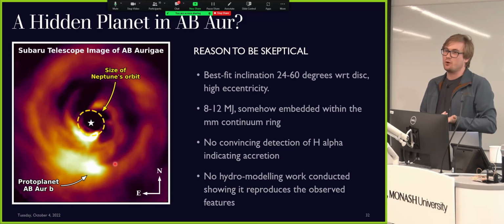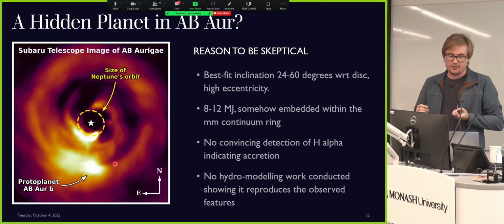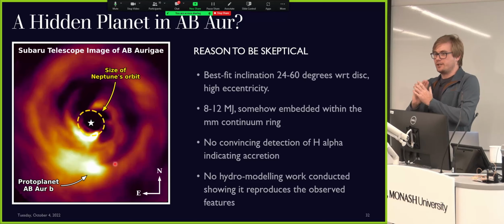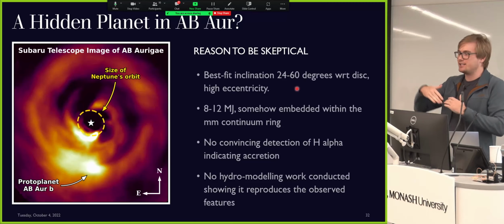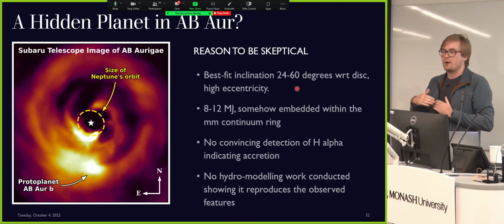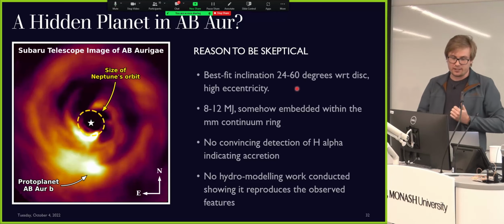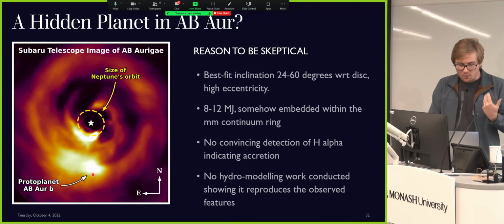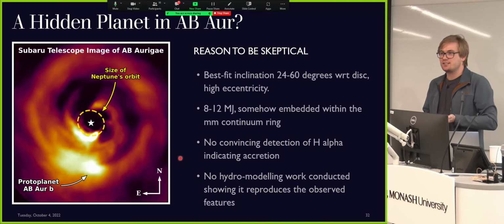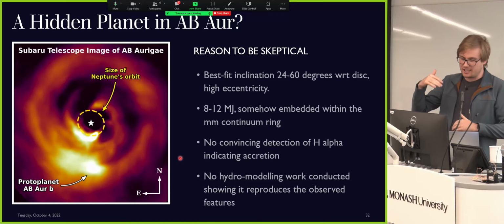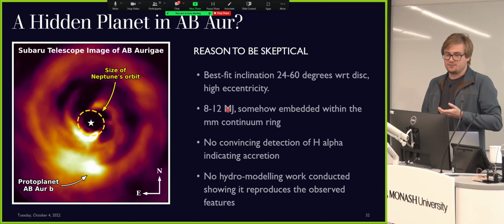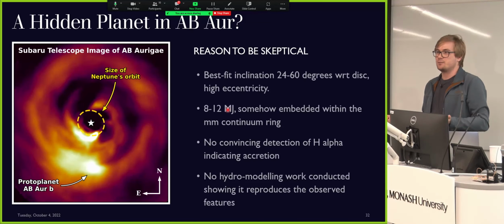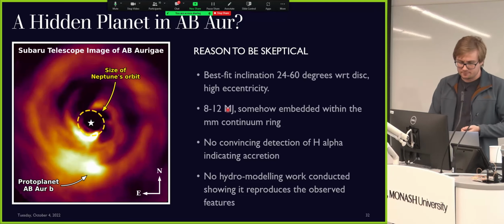First of all is the best fit orbit of this object. There are enough epochs that we can fit an orbit to this object, and it's somehow inclined 25 to 60 degrees away from the plane of the disk. It's highly eccentric, but when we're seeing it, it's somehow still embedded in the disk. So it's highly eccentric, highly inclined, but also embedded, and very massive. It's so massive, in fact, that it's quite confusing how such a massive object is embedded, because it should be clearing out the material and generating a cavity.